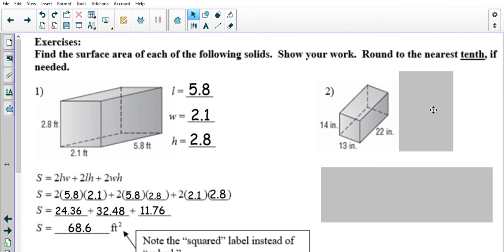At this point, you might want to pause the video and take a look at number 2 on your own. In a moment, we'll look through the work.